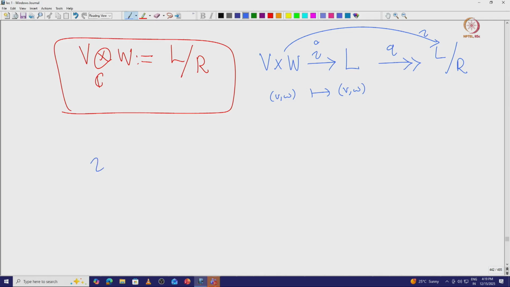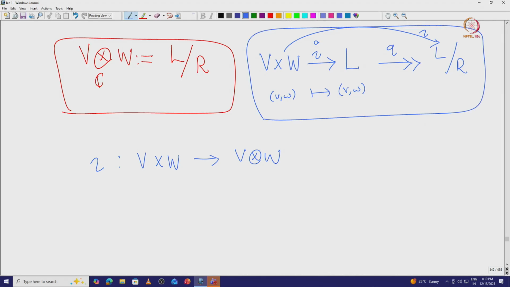So the iota is a map from V cross W to this V tensor W, which is given in this diagram. Now note that naturally (V, W) is mapped to the image, which we will denote by the simple tensor V tensor W. So this is just a definition of V tensor W. It is the corresponding (V, W) plus R coset that is there in L modulo R.